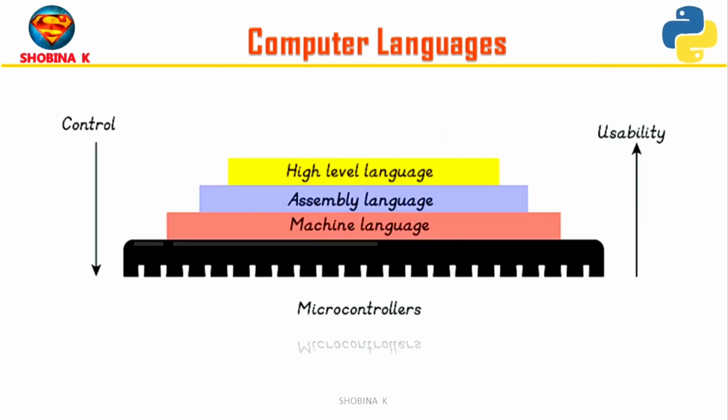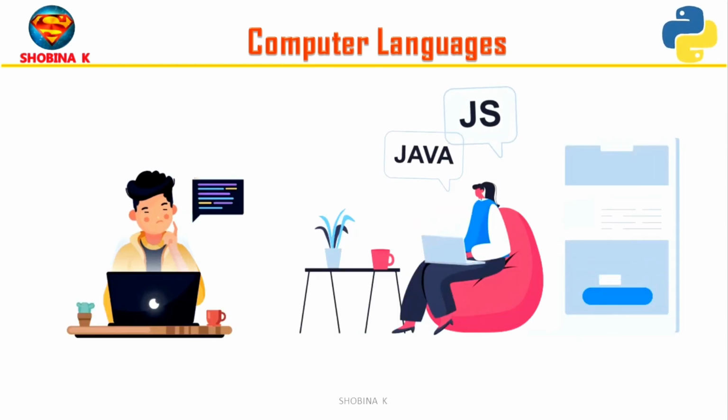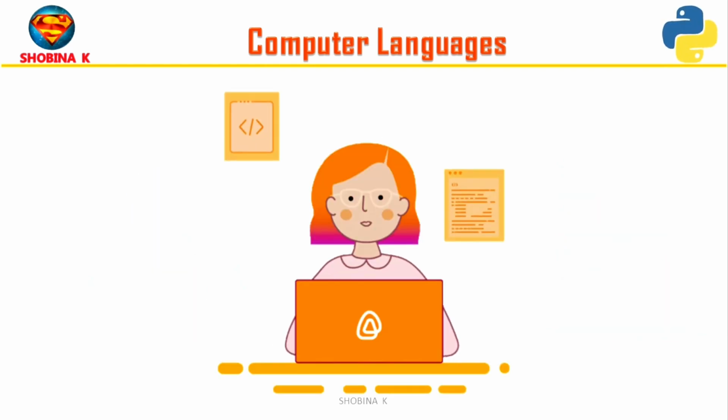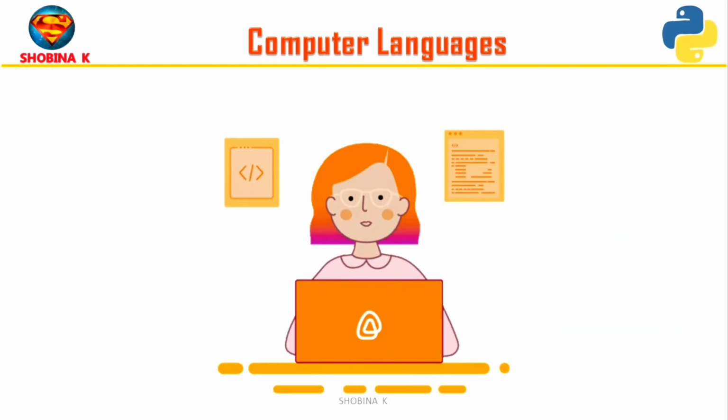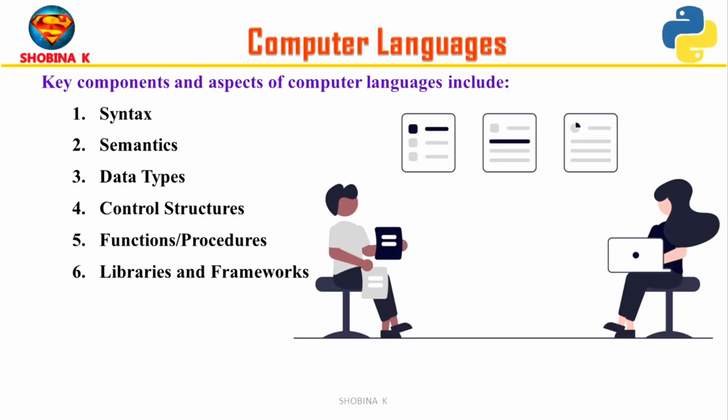And these languages come in various types, ranging from the low-level languages like machine language and assembly language, which are closely tied to the computer's hardware, to the high-level languages like Python, Java, and C++, which offer more abstraction and readability. Programmers write code in a chosen programming language, and then this code is translated or interpreted into machine code, which the computer can execute. And these are the key components and aspects that determine how the instructions are written and understood by the computer.